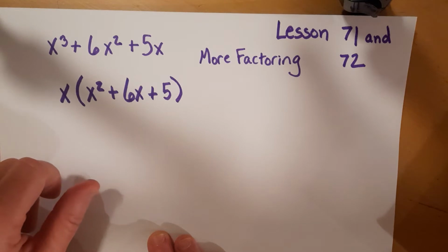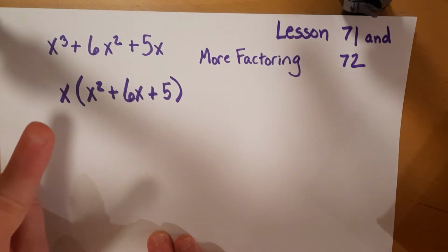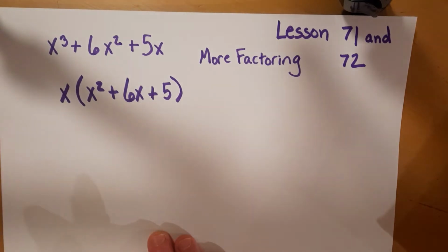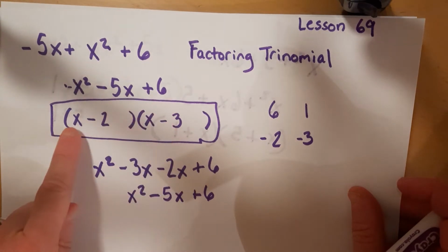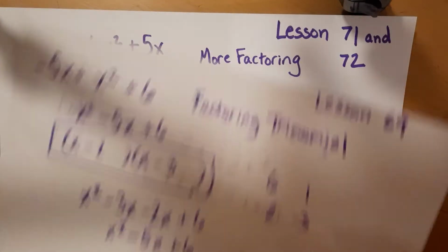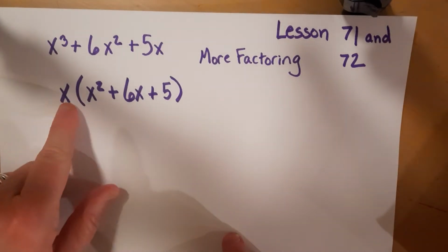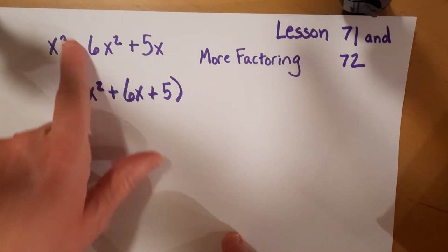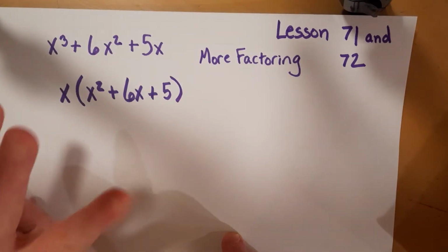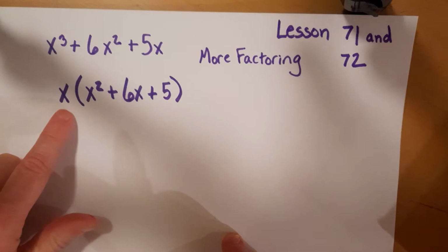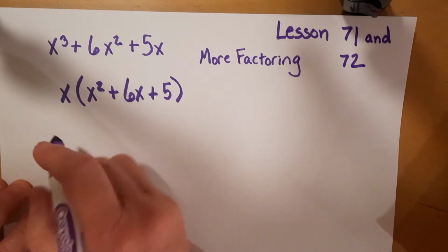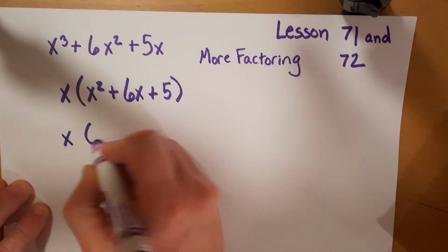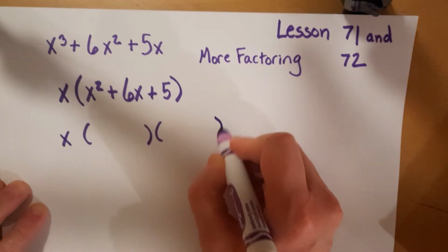Now we can factor this, but we have to keep in mind that when we factored the trinomials in lesson 69, we ended up with just two terms in parentheses. When we factored x squared minus 5x plus 6, we had two terms in parentheses. But now we have this extra x. So these trinomials with this extra x have three factors, and we have to remember to keep that one as well. So we keep the x, and now we can move on to our parentheses.